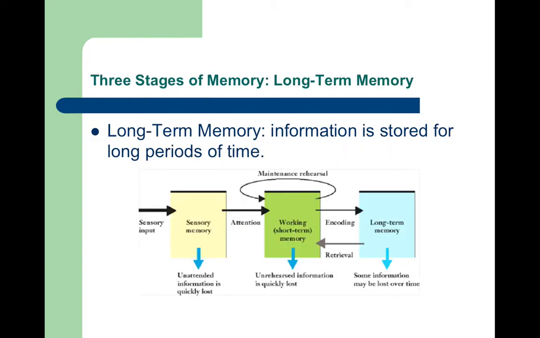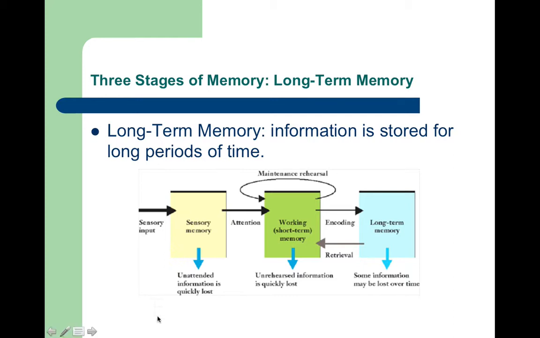The last stage in memory is called long-term memory, or LTM. And this is where information is stored for long periods of time, sometimes forever. There is some information that you might have stored in your long-term memory that isn't there up until the day you die, but for the most part, our long-term memory is unlimited in its capacity and it lasts for a long, long time, if not a lifetime.